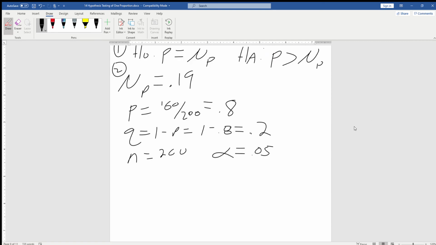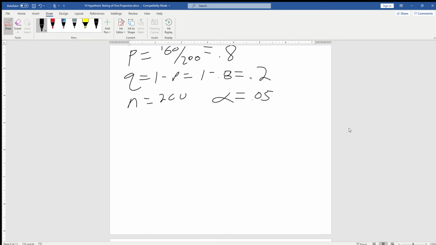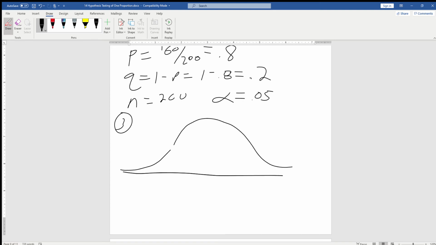Step 3 is going to be to draw the distribution. The distribution is always predicated on the alternative hypothesis. We know that the alternative hypothesis is that P is greater than mu sub P. So that means it's going to be a right tail test. Range of values on the distribution is 0 to 1. We have a right tail test.